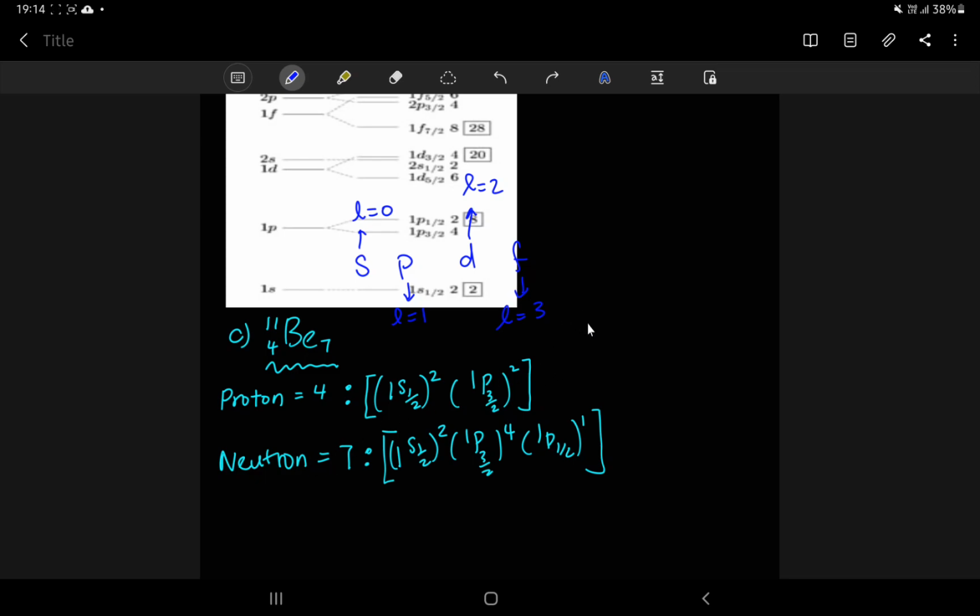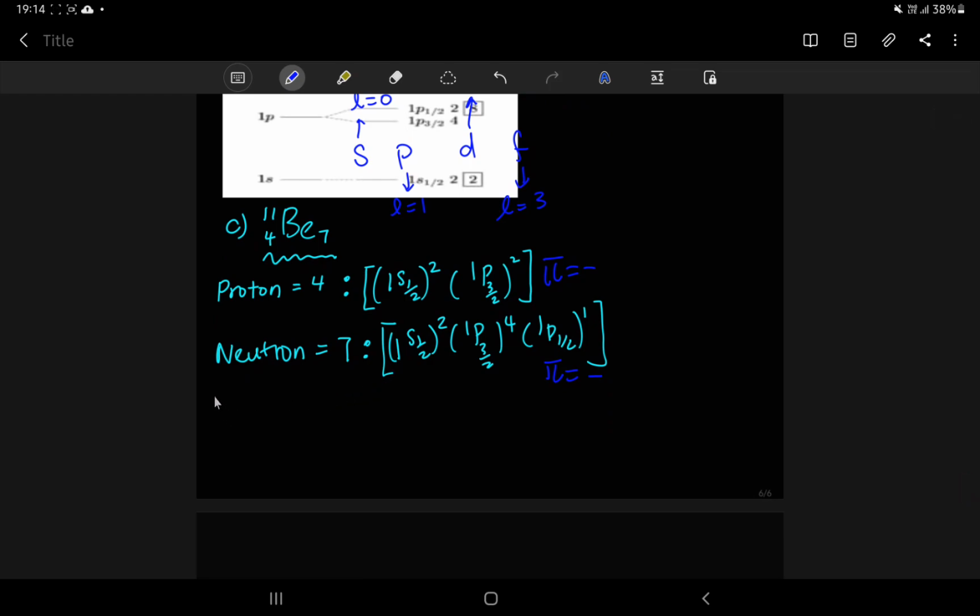So the formula for parity, if you still remember, is pi equals minus 1 to the power of L. If pi is positive, it means even parity. If negative, it is odd parity. So L is 1, so this is minus 1 to the power of 1, which is odd parity. Or I can say pi is negative. For this also, pi is negative. For the neutron, pi is negative, which is odd parity.